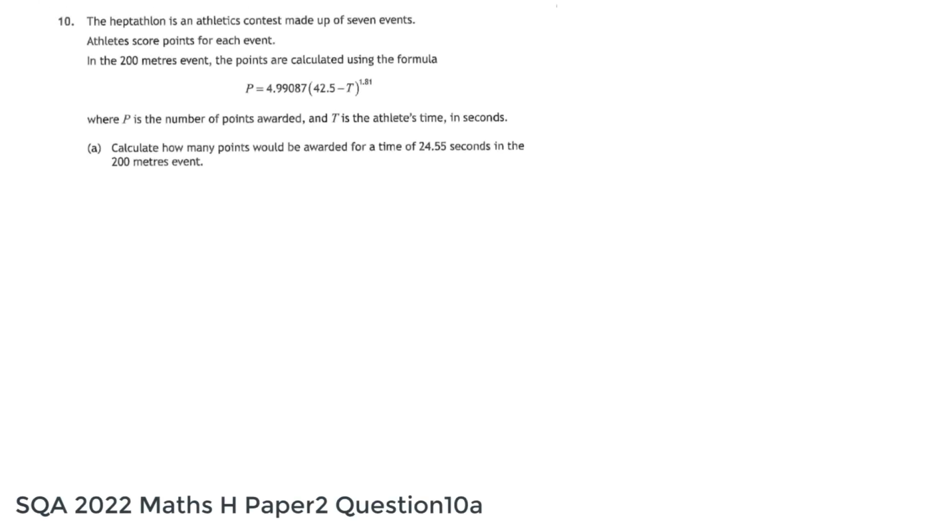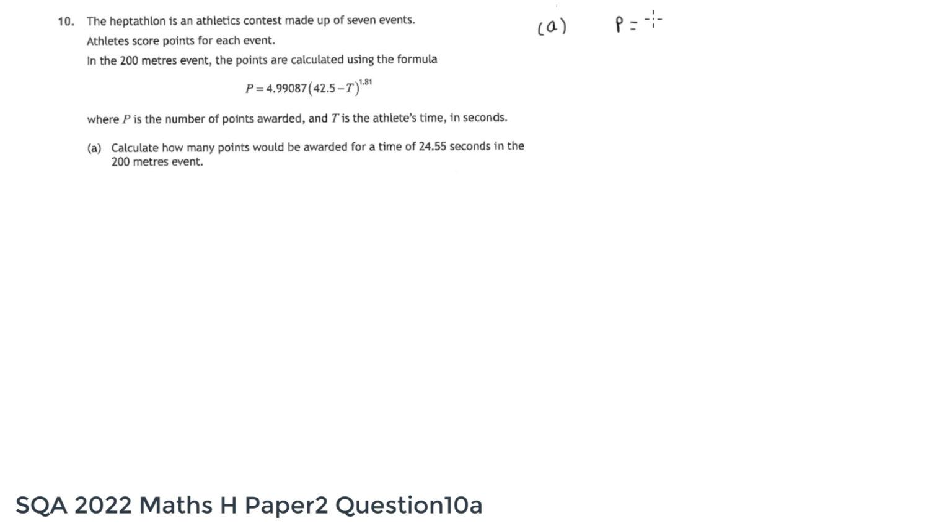Well, here's question 10. We've got a heptathlon event at an athletics contest, and we're told that in the 200-metre event this formula gives us a way to calculate the points for each contestant, where t is the time that the athlete took to run the 200 metres measured in seconds. And we're asked to calculate how many points would be awarded if the time recorded was 24.55 seconds in this event. So let's tackle this, and we'll look at the formula first.